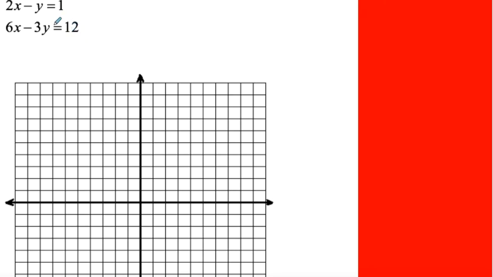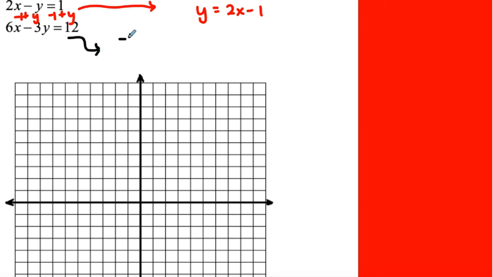To be honest with you, I'm going to probably put the first one into slope-intercept form. So I'm going to bring the y to the other side, and I'm going to subtract the 1. So that's going to give me y equals 2x minus 1. All right, I'm going to do the same thing with the other one because I want you to see what happens.